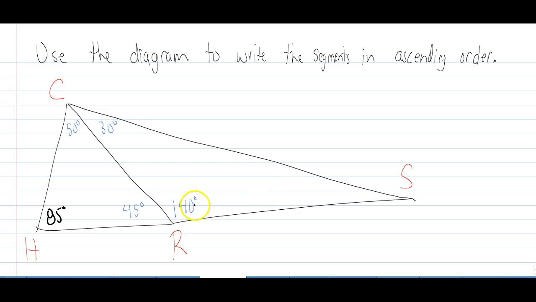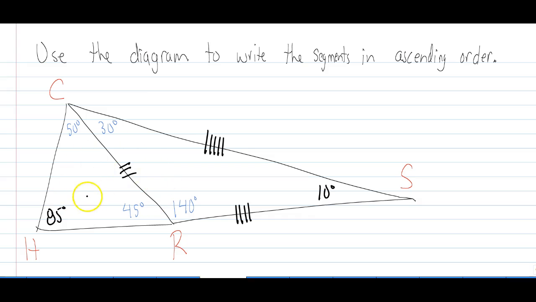If we go to the triangle on the right, there's a 140 and a 30 degrees. That's 170. Subtract that away from 180, and that means that there's 10 degrees left for this one. So this is going to be the largest side in this triangle. The next largest side is right here, because it's opposite 30 degrees, and the smallest in this triangle is the one opposite 10 degrees, segment CR.